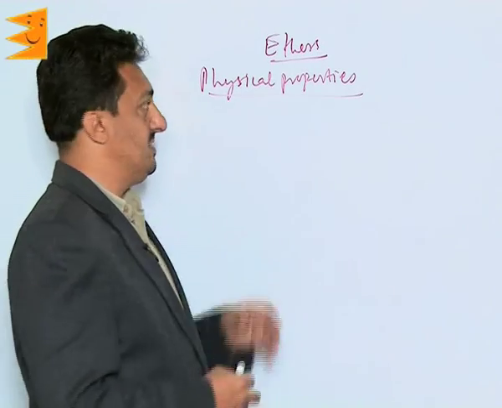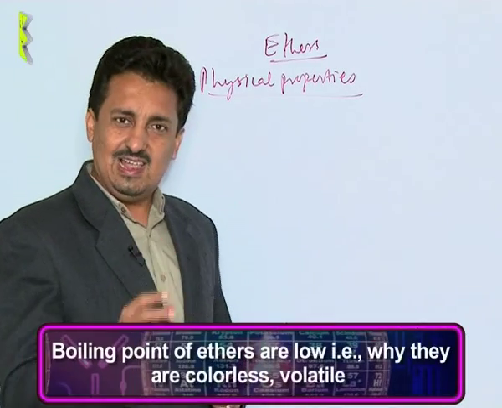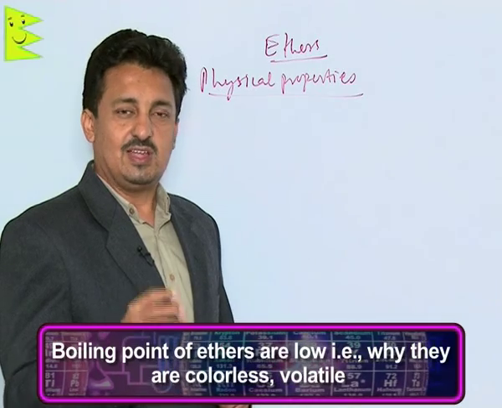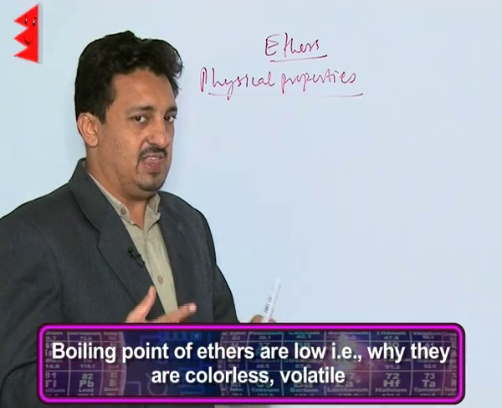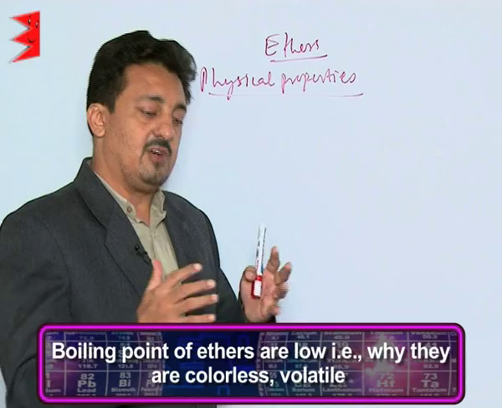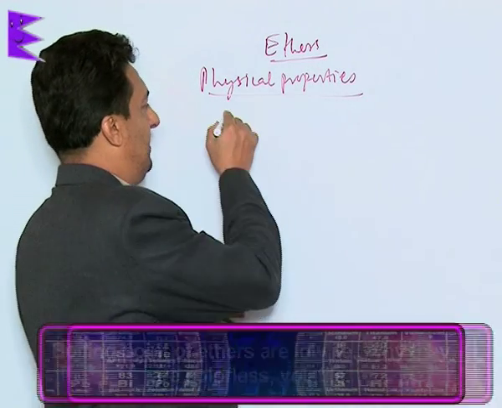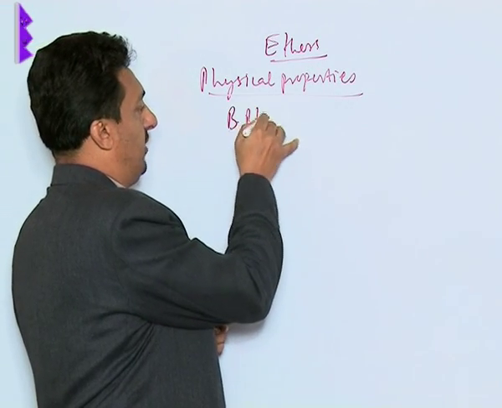Physical properties of ethers. We know that ethers are colorless, volatile liquids, because their boiling points are not very high. Let us discuss their boiling points.